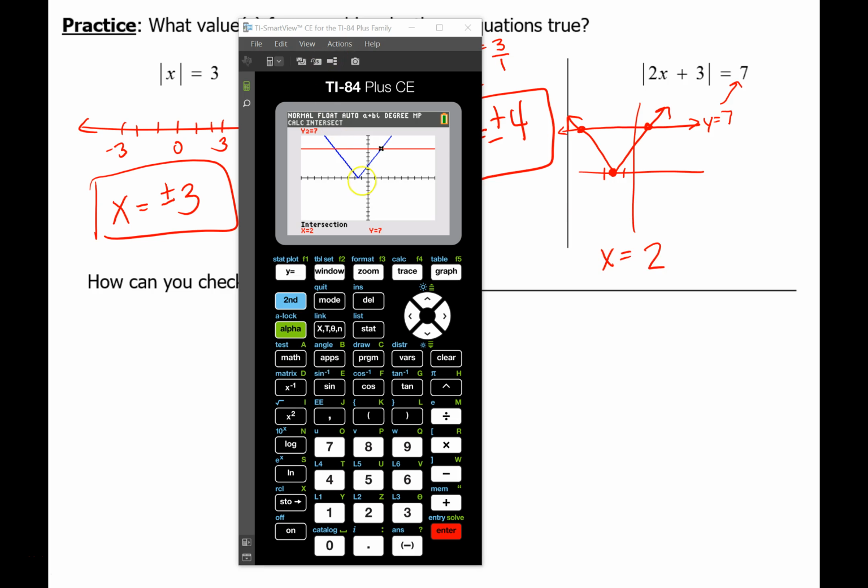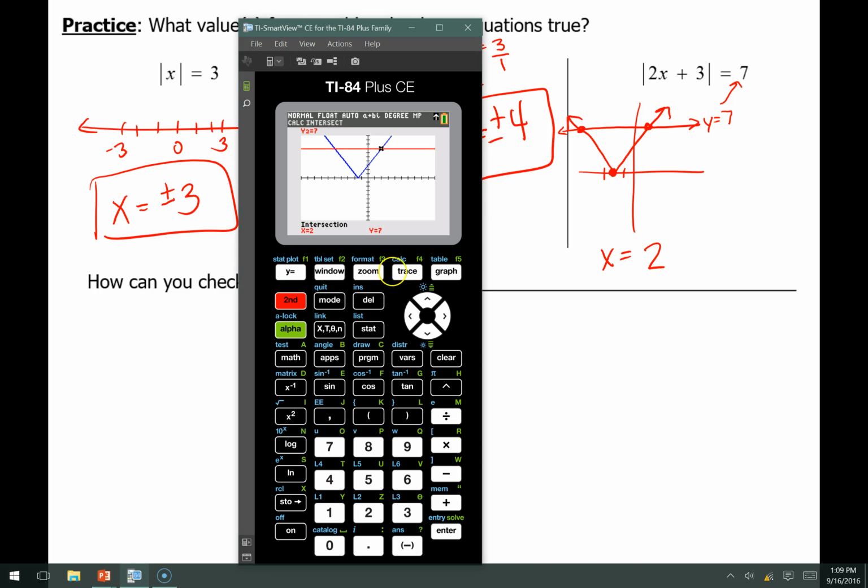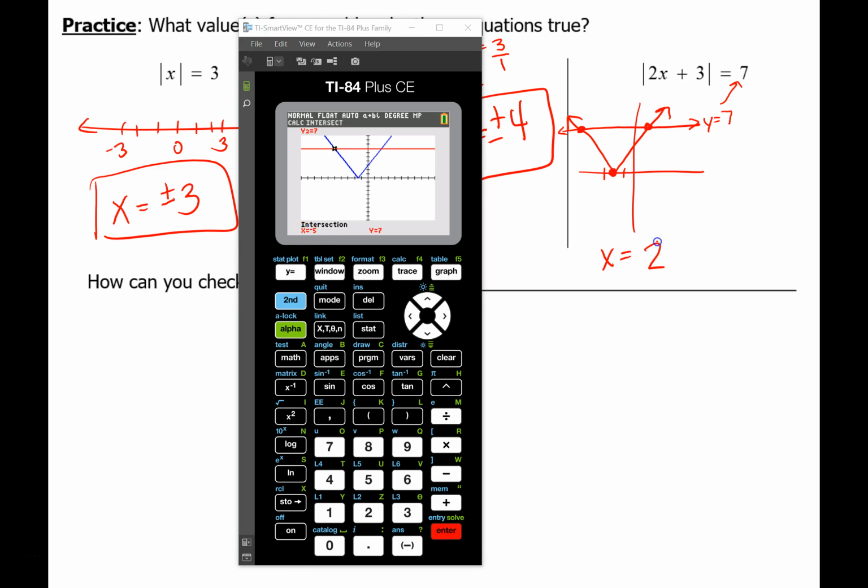And it's also happening over here, so I'm going to go to second trace again, work through my steps again. I'm going to choose the fifth option for intersection. I'm going to put it so it's only on the blue curve, hit enter. It's only on the red curve, hit enter. And then I'm going to move my cursor way over for that guess so that it's closer to that intersection and hit enter. And I can see that that happens where x is equal to -5. So my answers here are -5 and 2.